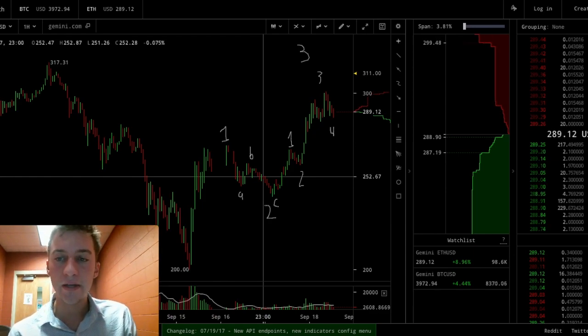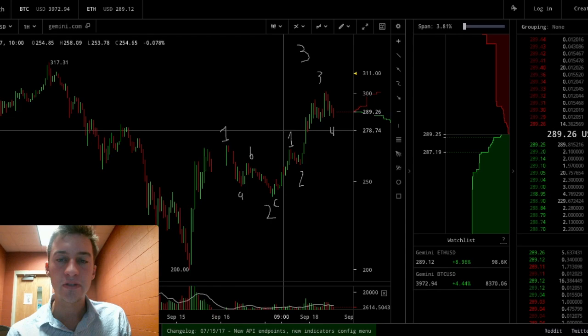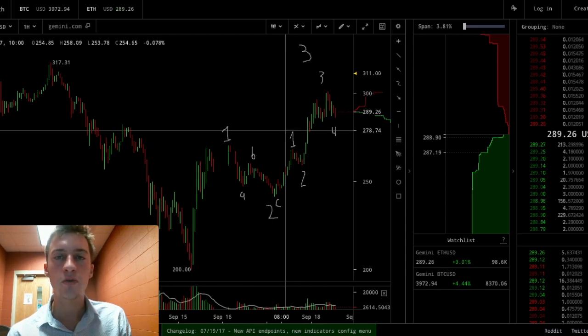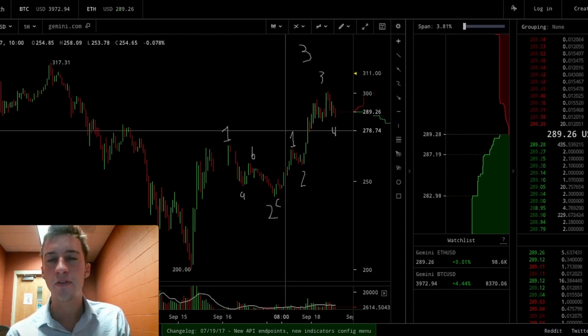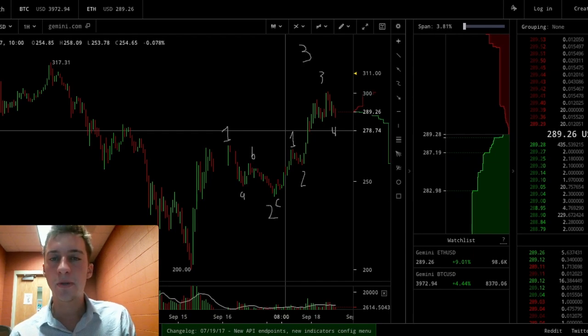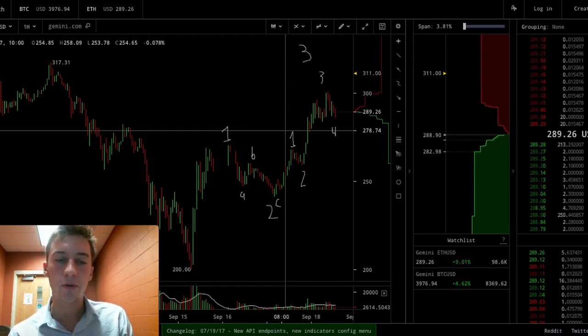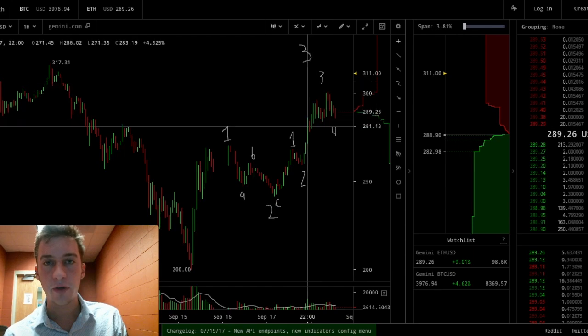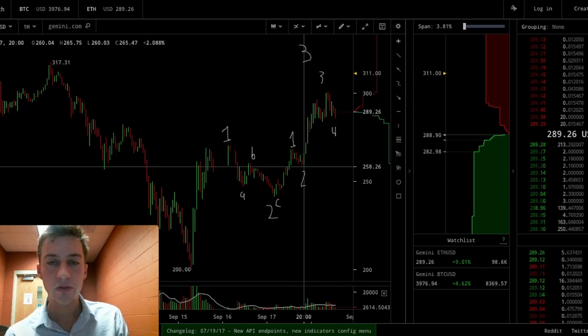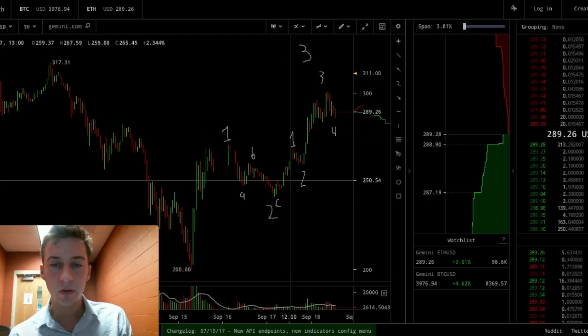One more note on that is that in the ABC pattern, so that's it goes 1, 2, 3, 4, 5, and then you have that ABC correction. Typically what you see is that A pattern to have 5 subwaves, the B pattern has 3 subwaves back upward, and then the C wave has 5 subwaves downward. That's after a 5-wave upward movement. You see that ABC pattern.